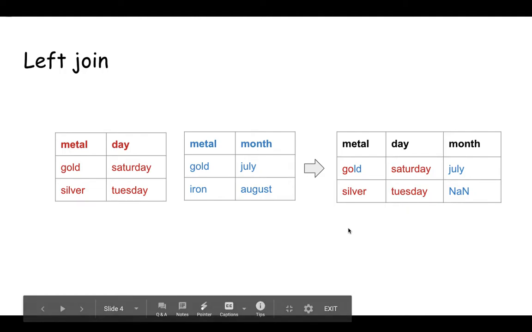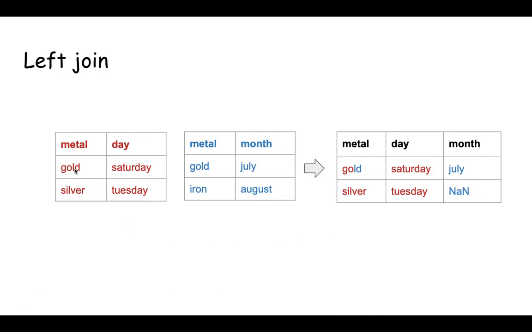But in the left join, only the keys from the left table will be in the output table. Okay, so gold and silver. So we join gold and silver, and gold, because it's in the right table, we get the month of July, and silver, it's not there in the right table, so we get NaN for month.